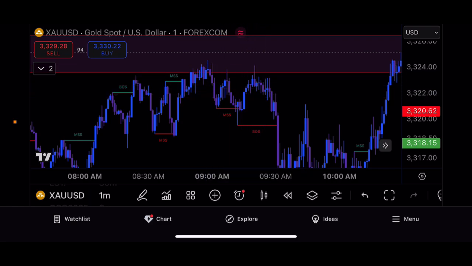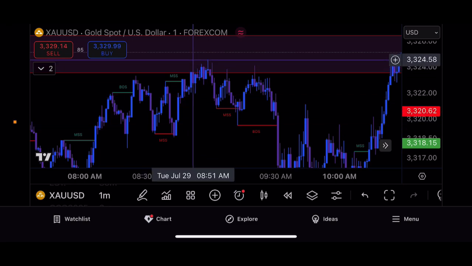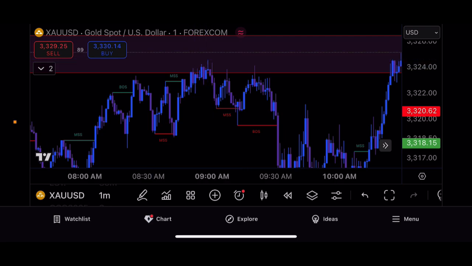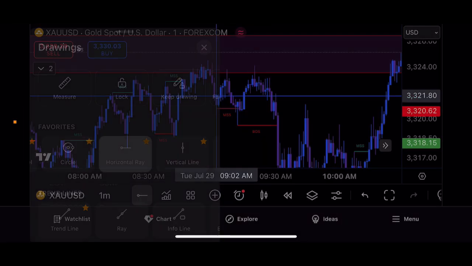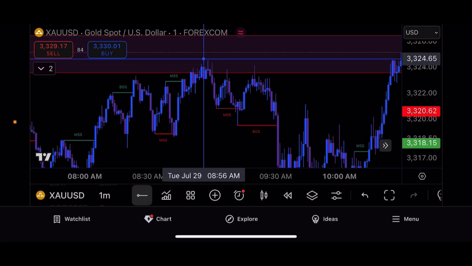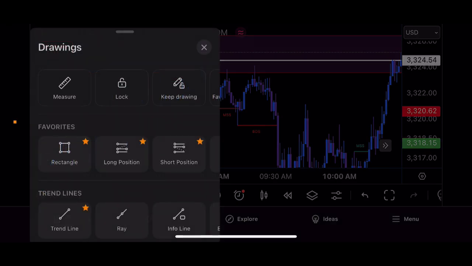So I'm looking for sales. So as long as price don't come up in this area above this high right here, I'm good. So for this entry, I had the highs marked out just to track it.